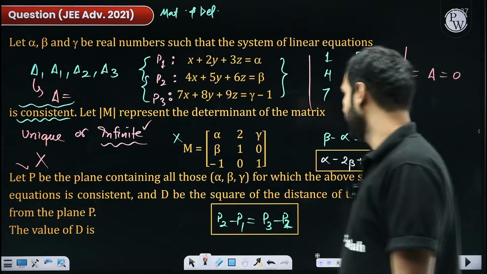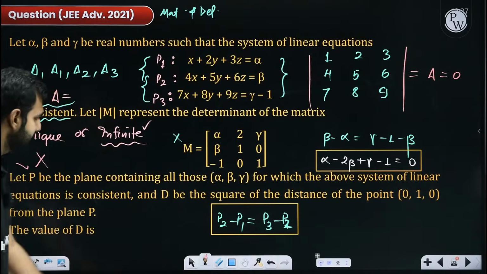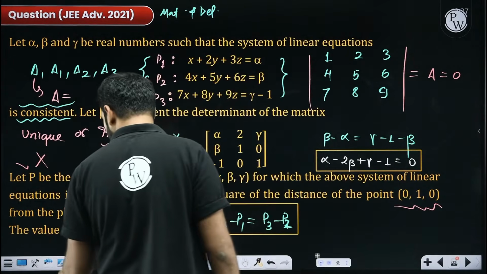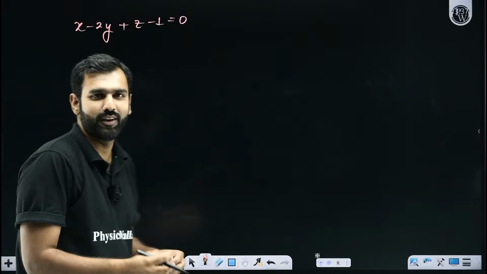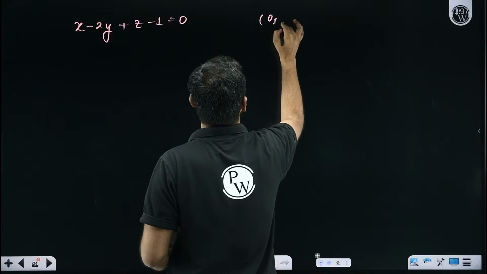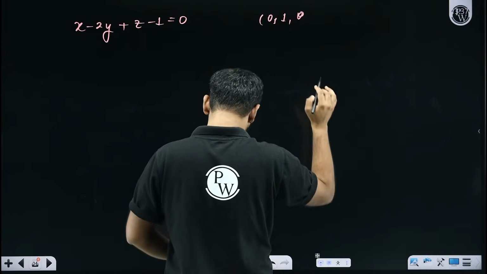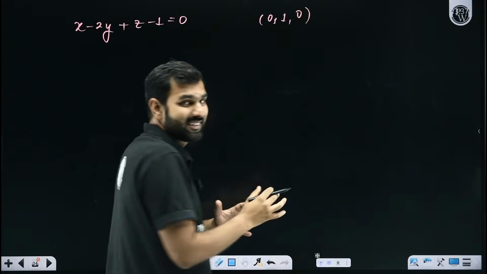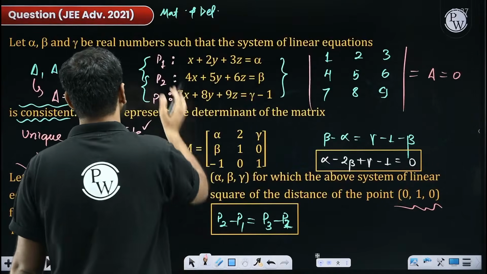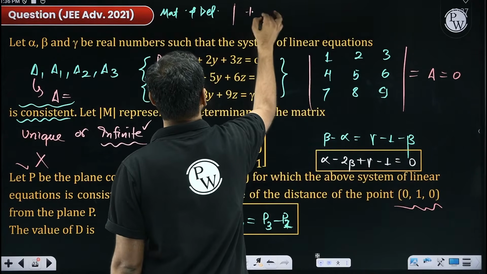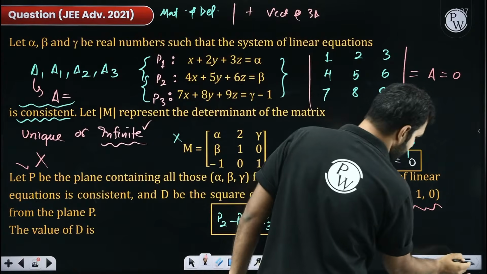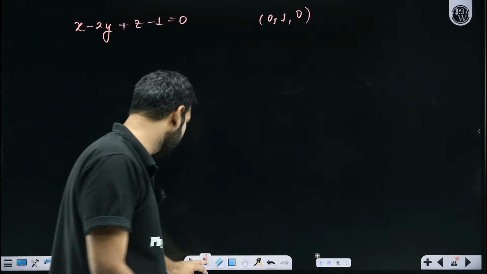Now let me go ahead with this part. It says d is the square of the distance of this point 0, 1, 0 from this plane. So I think the question boils down to a simple fact: you need to find the distance of 0, 1, 0 from this plane. Is it not simple? Is it not easy? A simple question based on this property. So this is a question of matrices and determinants clubbed with vectors and 3D. Simple, sorted, straightforward question. I hope you all have gotten the clarity on this.